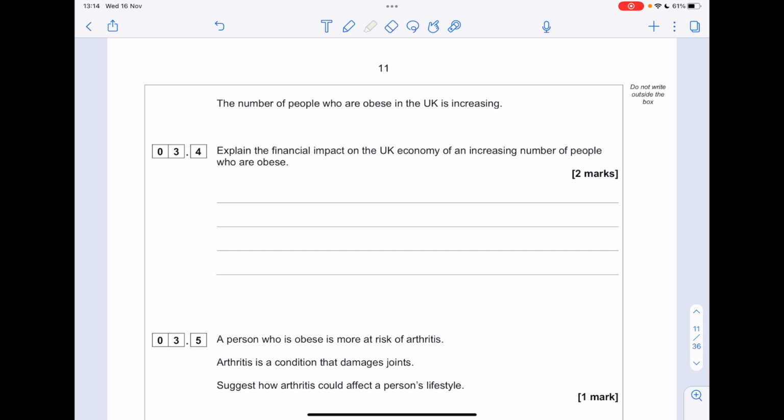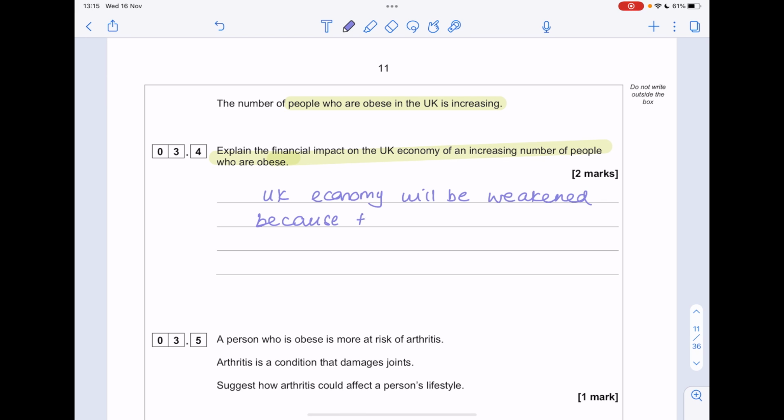The number of people who are obese in the UK is increasing. Explain the financial impact on the UK economy of an increasing number of people who are obese. So the UK economy will be adversely affected, be weakened, be less strong. Why? Because there are fewer healthy people able to work.